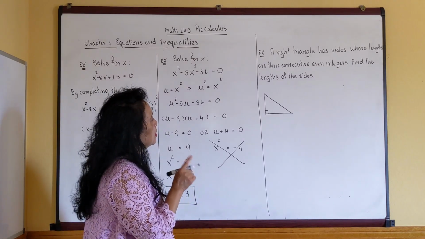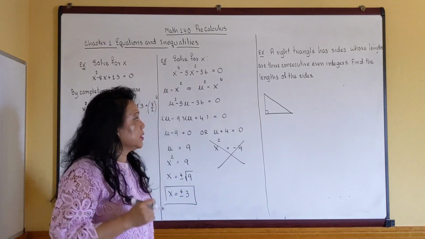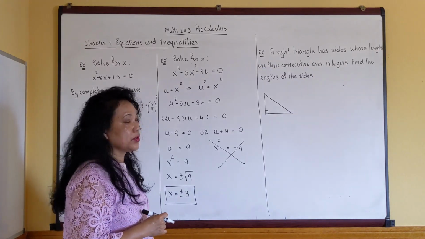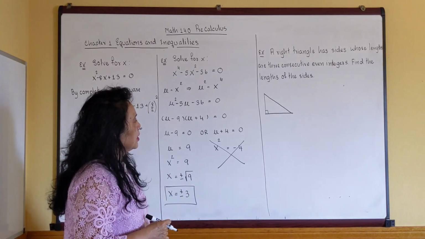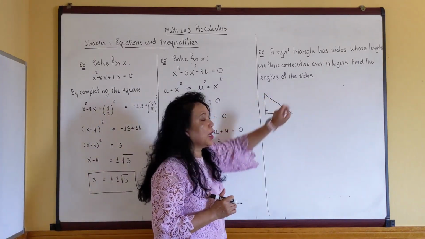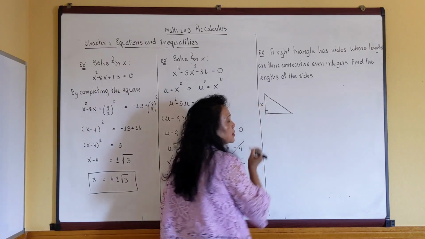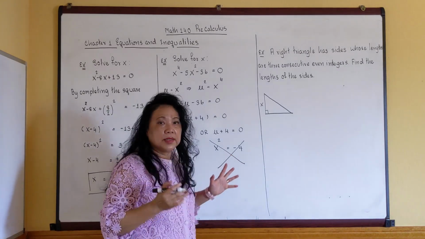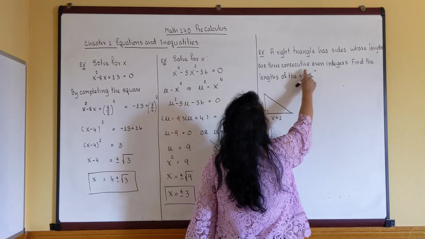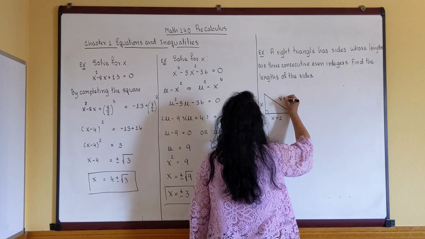Now they say that the lengths are 3 consecutive even integers. Consecutive means one after another. Even is 2, 4, 6, and so on. Integer is a whole number. Find the length of the sides. So I'm going to let the first one be x. It cannot be the hypotenuse because the hypotenuse is the longest side. So let the first one be x, one of the legs. It doesn't matter. So the next one will be x plus 2 because consecutive even numbers. So the longest one will be x plus 4.